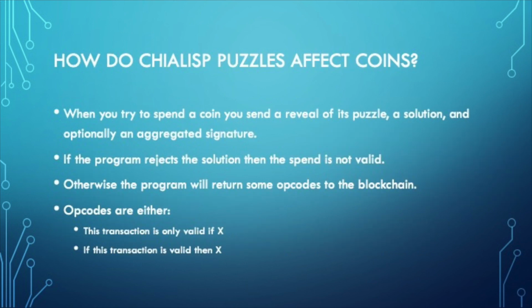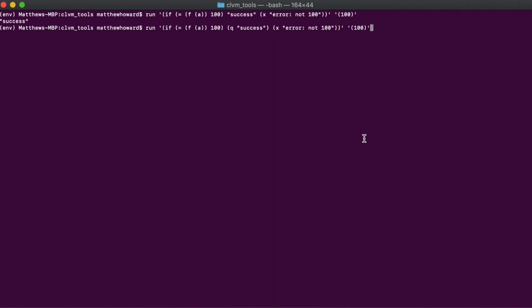Now, to expand a bit on what I mean when I say the puzzles control the behavior during a spend, let's look at what's actually happening. So I'm going to give you a demonstration using the CLVM tools repository. This is public on GitHub and you can play along at home if you'd like.